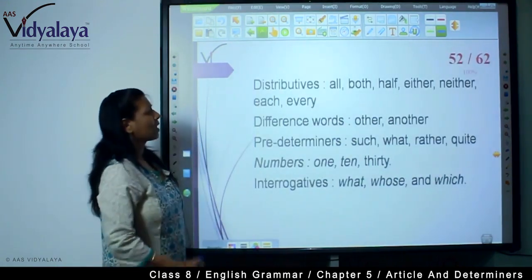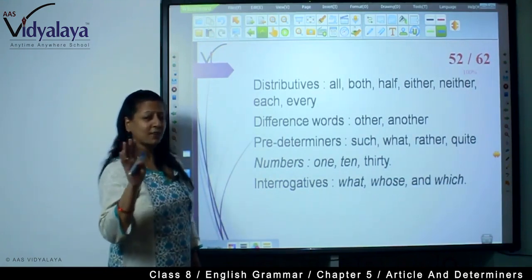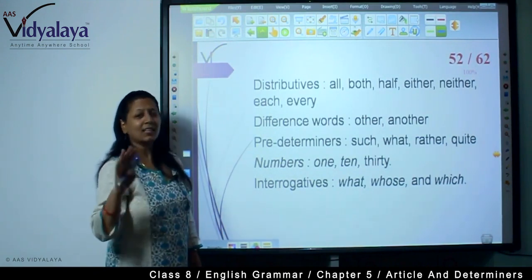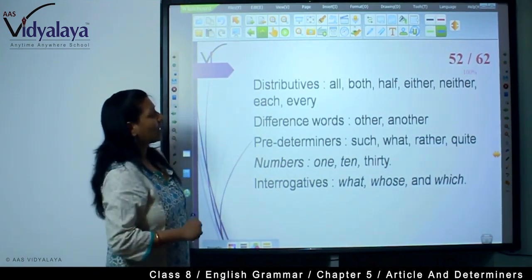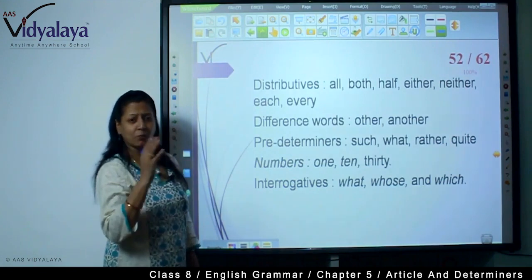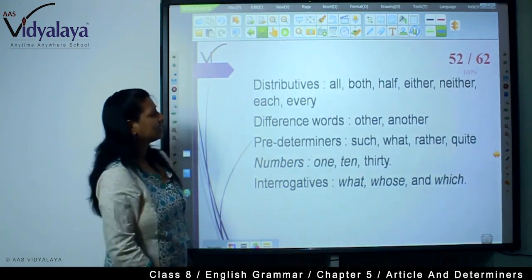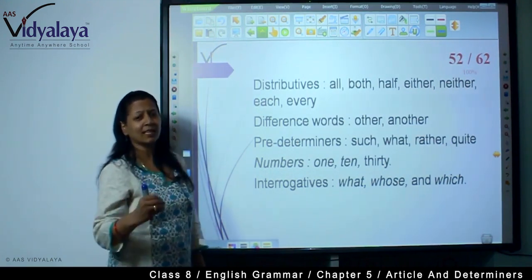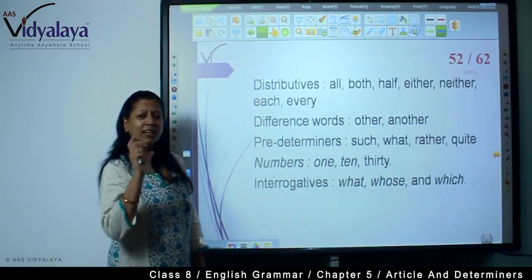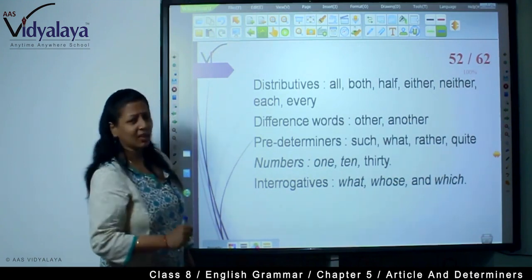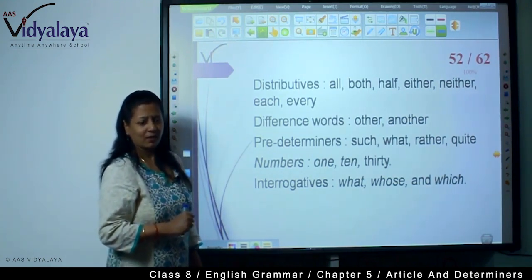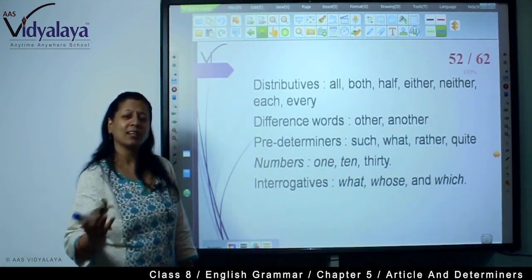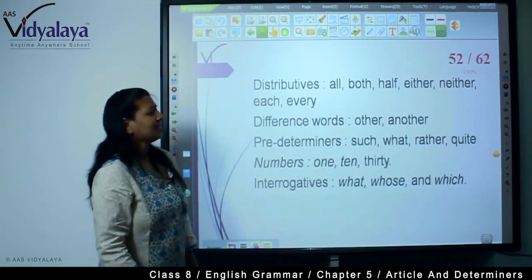And then distributives, all of them. All books, all articles, right? Now, both the boys or both the girls. Half of the property or half of the cake. Noun is there. They are modifying nouns. Either he or she, either Shyam or either Ram. You can write proper nouns.